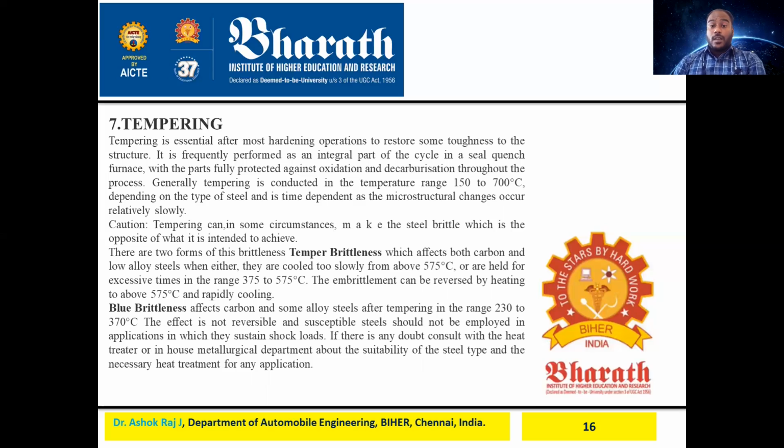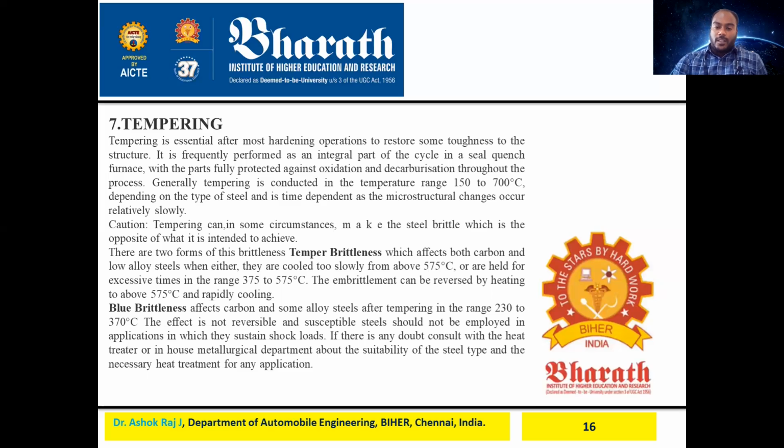Occasionally, tempering can in some circumstances make the steel brittle, which is the opposite of what is intended. There are two forms of this brittleness: temper brittleness and blue brittleness. Temper brittleness can happen at 375 degrees Celsius to 575 degrees Celsius. Blue brittleness affects carbon and some alloy steels after tempering in the range from 230 degrees to 370 degrees Celsius and rapidly cooling.